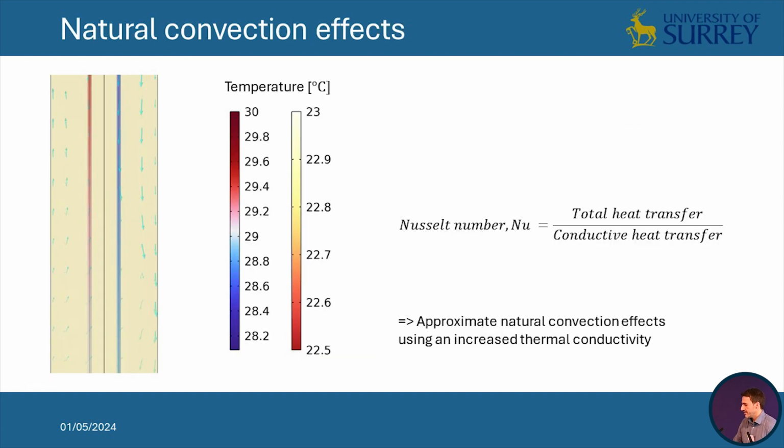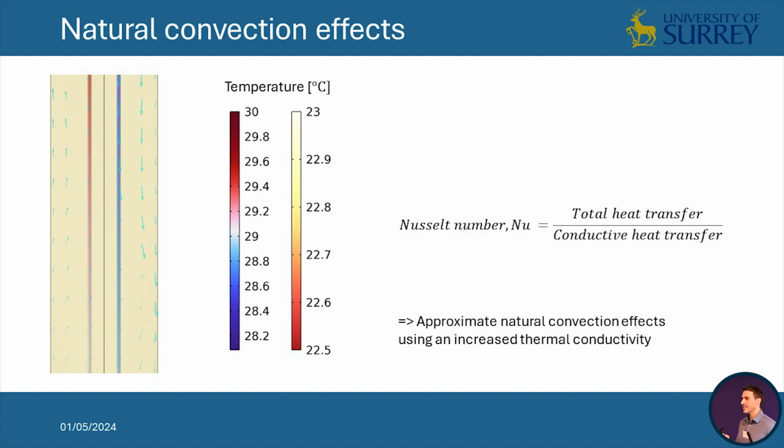Now, one thing that is important in this kind of modeling, this kind of research, is looking at natural convection, and that's the effect where, when we're changing the temperature of the water, there's going to be movement because of changes in density. So hotter water moves up, colder water moves down, and that essentially causes a circulation within the shaft.